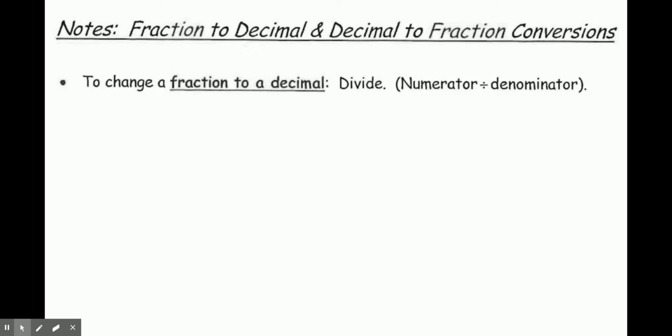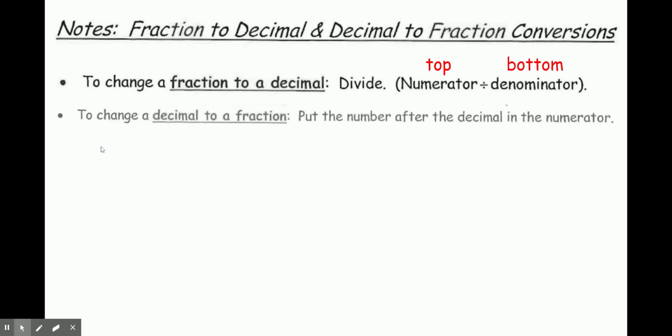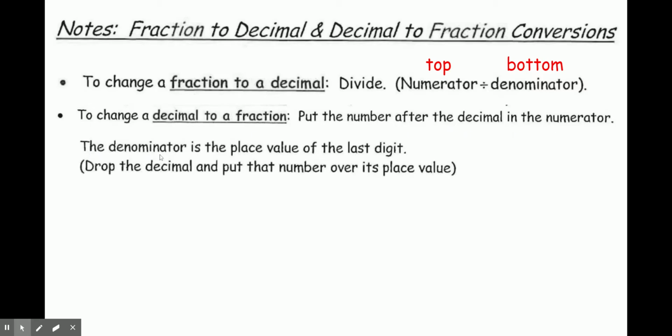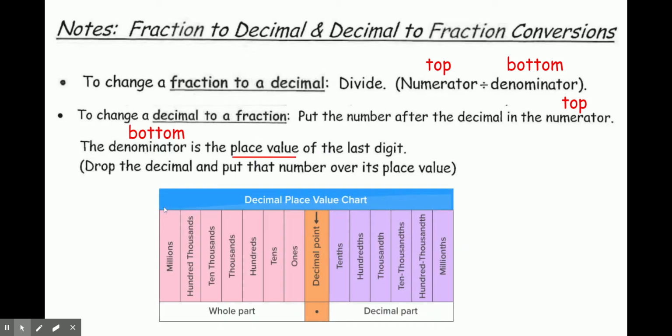So to change a fraction to a decimal, you just divide. You divide the numerator by the denominator. What that means is you divide the top number on the fraction by the bottom number. And to change a decimal to a fraction, put the number after the decimal in the numerator. Then the denominator is going to be the place value of the last digit. Remember, the numerator is top, denominator is the bottom, and the place value, well, let's remind you what that is.